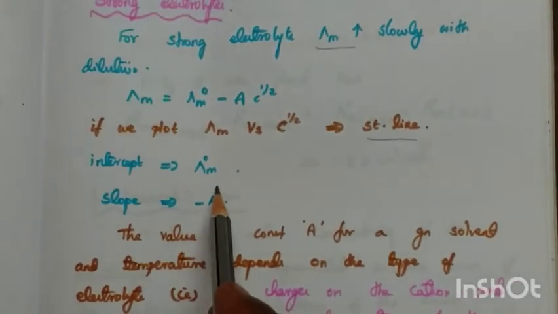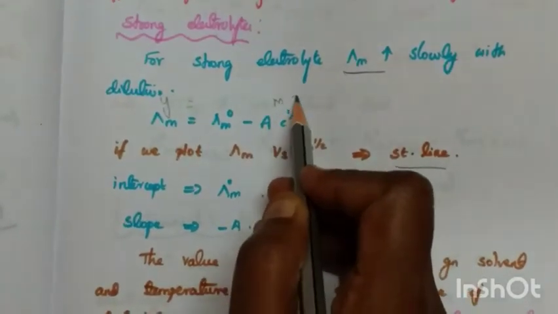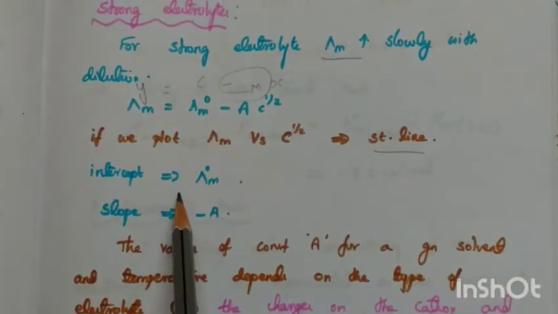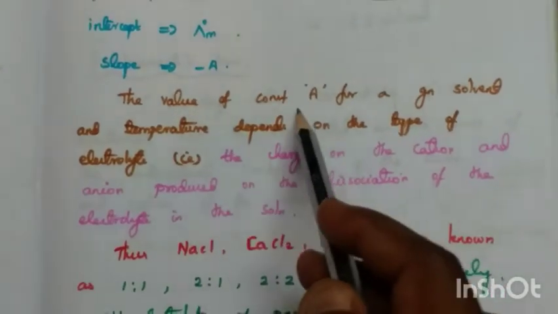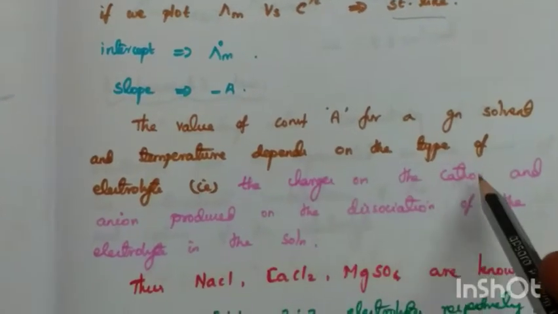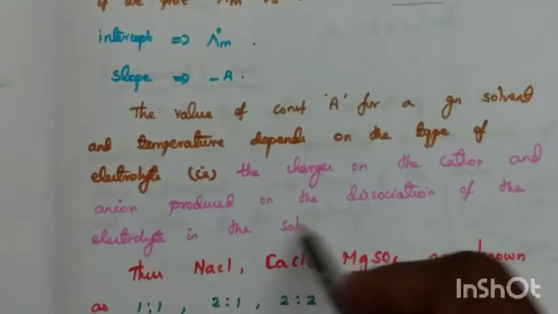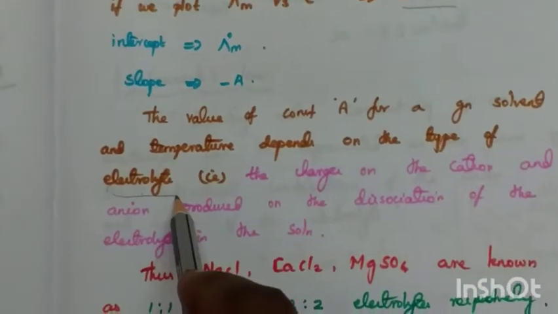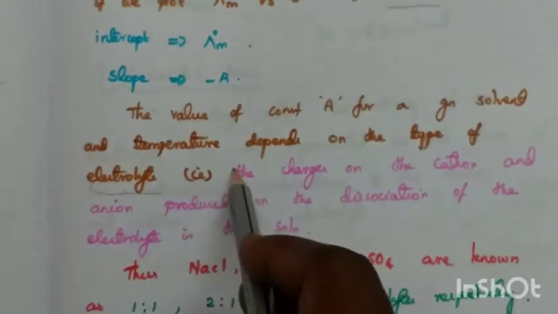The intercept is equal to lambda M naught. That is, y is equal to mx plus c, with a negative slope. So the intercept is lambda M naught and the slope is equal to minus A. The value of the constant A for a given solvent and temperature depends upon the type of electrolyte, that is, the charge on the cation and anion produced in the dissociation of the electrolyte in the solution.